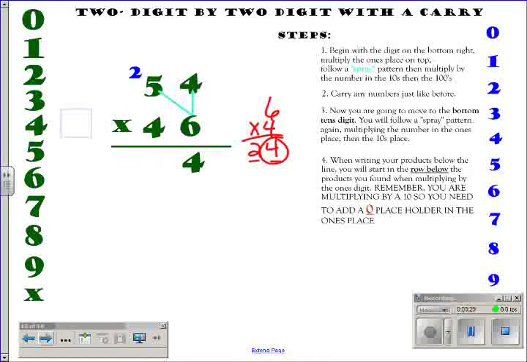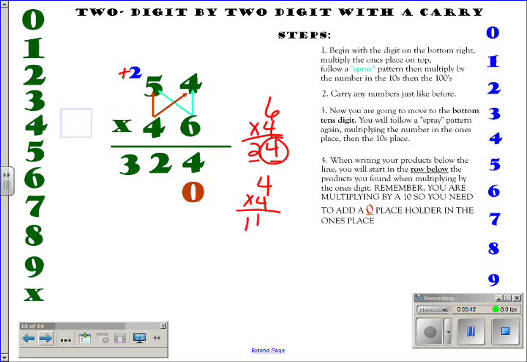When you then do your second spray, 6 times 5, which is 30, you are going to add 2, and you will have 32. You then move over to your tens place, and you start that spray. You'll have 4 times 4. Oh, have to step back. You have to put your 0 placeholder in because you moved to the tens place. 4 times 4 is 16.